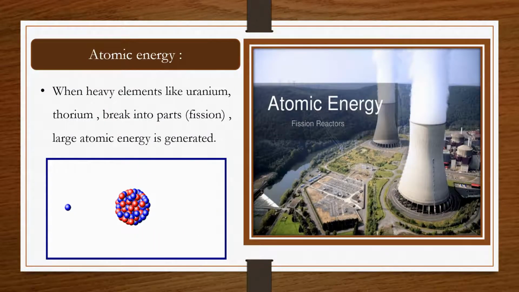Now let's learn about atomic energy. When heavy elements like uranium, thorium break into parts, that means undergo fission, large atomic energy is generated. So the serious crisis of electricity shortage can be eased by generating electricity by means of atomic energy. And the heat liberated during the fission of atoms of heavy elements such as uranium, thorium is used to generate electricity.